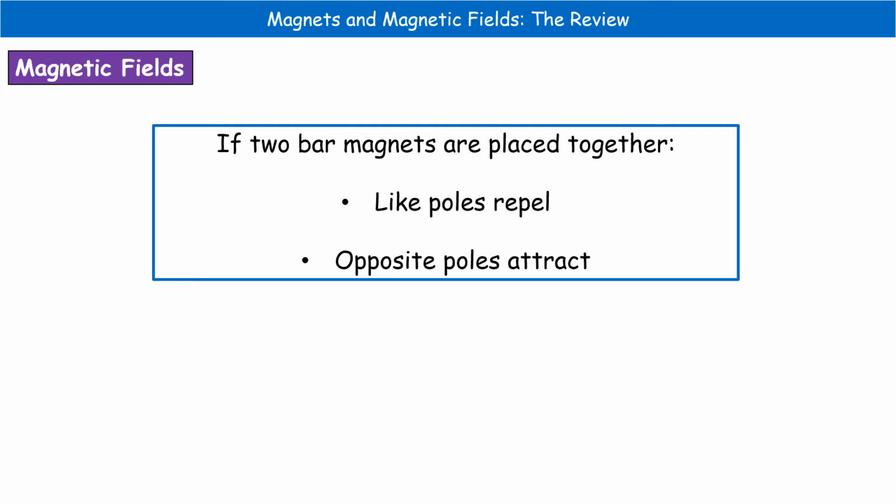If we have two like poles, so by like poles what we're referring to there is a north pole facing a north pole or a south pole facing a south pole, then they will repel, they push away from each other. Whereas if we have opposite poles, so a north pole facing a south pole, they attract, so they're going to pull towards each other.